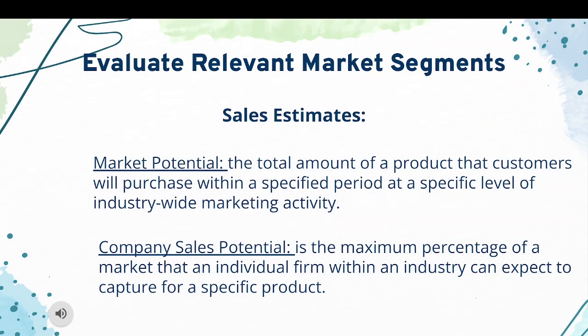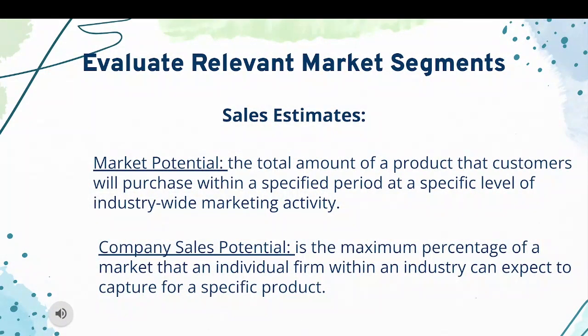Potential sales for a market segment can be measured along several dimensions, including product level, geographic area, time, and level of competition. Market potential is the total amount of a product that a customer will purchase within a specified period at a specific level of industry-wide marketing activity. Market potential can be stated in terms of dollars or units. A segment's market potential is affected by economic, sociocultural, and other environmental forces.